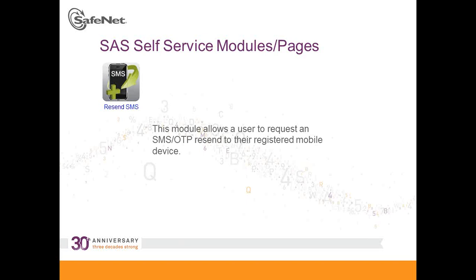Now, if you remember from earlier sessions, we can deliver SMS on demand with one code. We can have SMS with up to 5 codes, and we can also support SMS in challenge response. In challenge response, again, resending of the SMS would not be applicable. It's only for cases when you're delivering 1 OTP or 5 OTPs that you would use the self-service module for requesting a new SMS OTP.